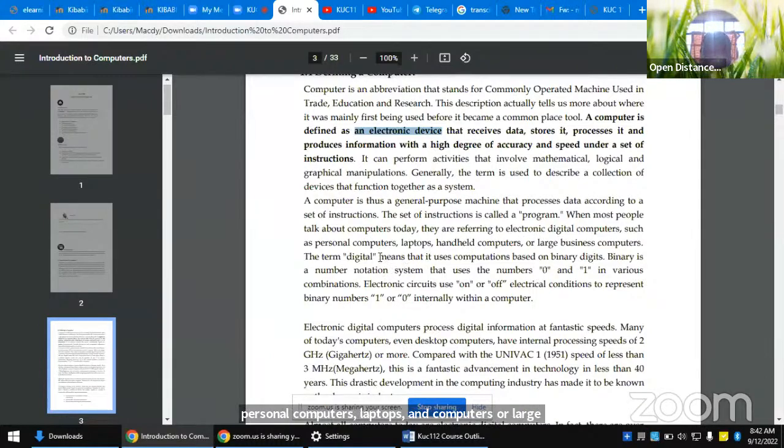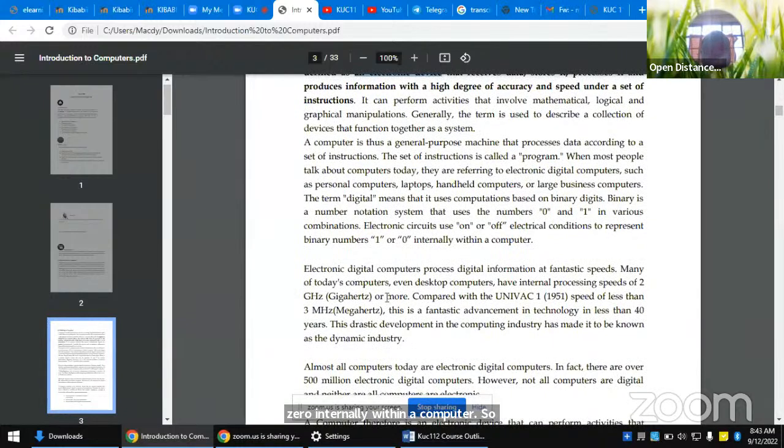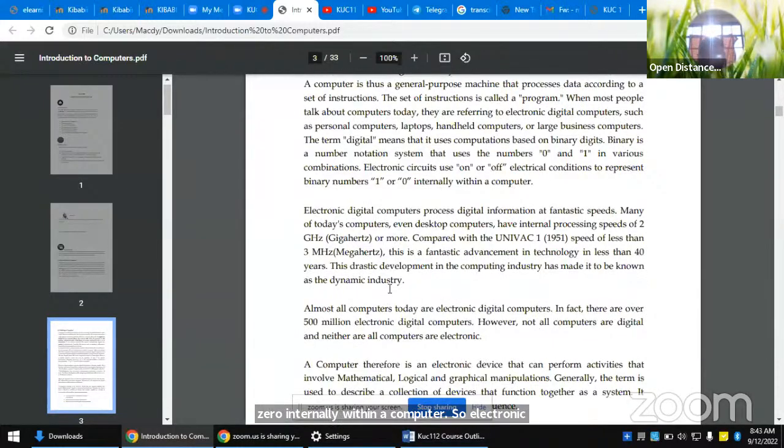The term digital means that it uses computation based on binary digits. Binary is a number notation system that uses the numbers 0 and 1 in various combinations. Electronic circuits use on or off electrical conditions to represent binary numbers, 1 or 0, internally within a computer. Electronic digital computers process digital information at fantastic speeds. Many of today's computers, even desktop computers, have internal processing speeds of 2 gigahertz or more.